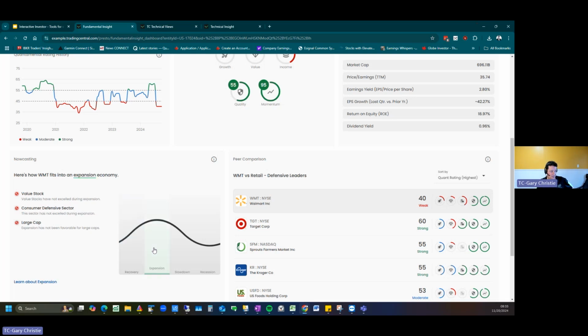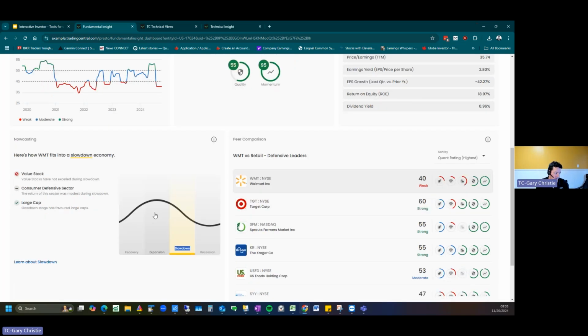I can change that, right? I can go into expansion, see how it performs. I can see it in the slowdown, how it performs as well, and in a recession, right? So this will all change dynamically on how you view the market. So maybe you view we're in a slowdown right now, then you can customize all your filters to match this, which is quite unique and interesting.